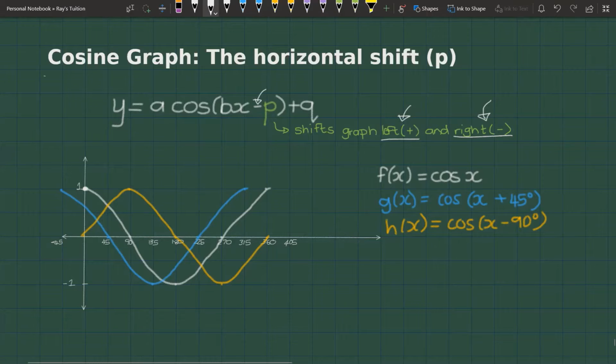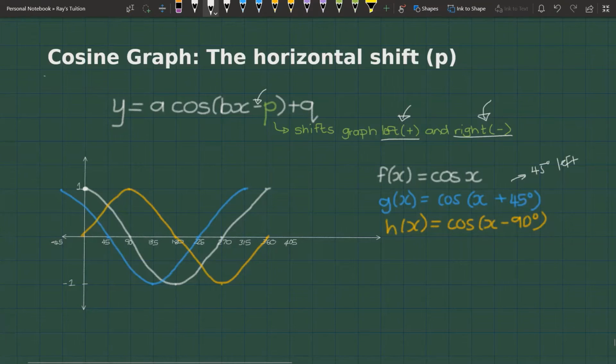Over here we have different graphs. The first graph is our standard graph, y is equal to cos x. In that graph, we are going to compare the shifts to that one over there. The blue graph is y is equal to cos(x plus 45). So this here has been shifted 45 degrees to the left because of the positive.